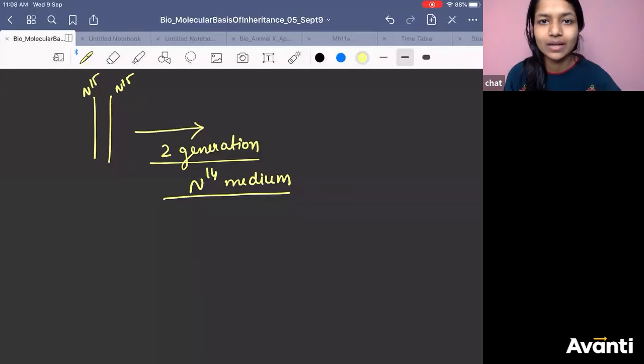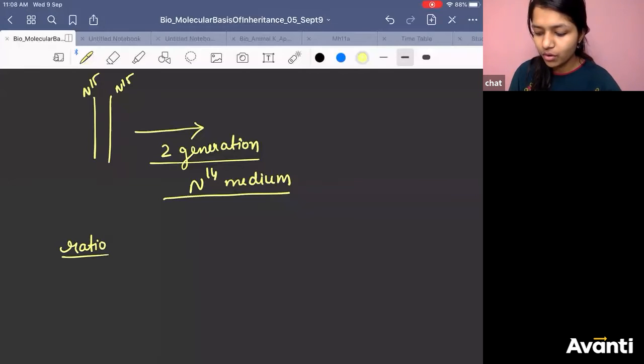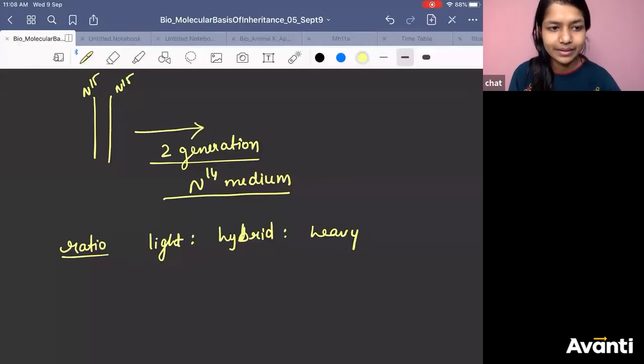This is how the questions will come in the exam. They will tell you 2 generations, 3 generations. Then they will ask you what is the ratio of light DNA, hybrid DNA, and heavy DNA. Tell me what it is. Everyone is getting it? What is the ratio? For 1 generation, what will happen?